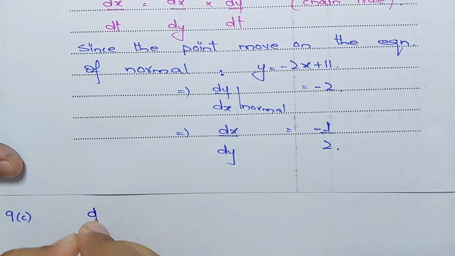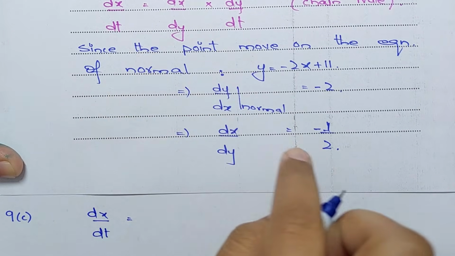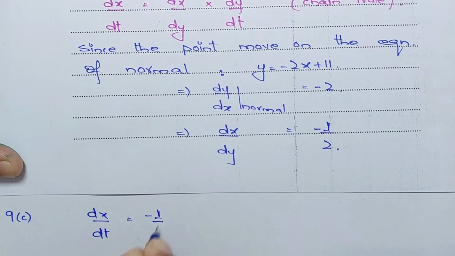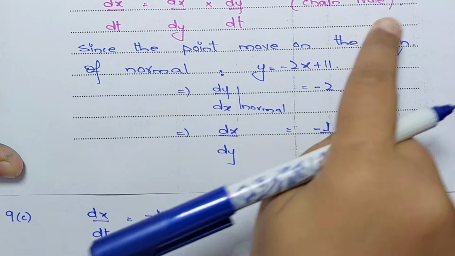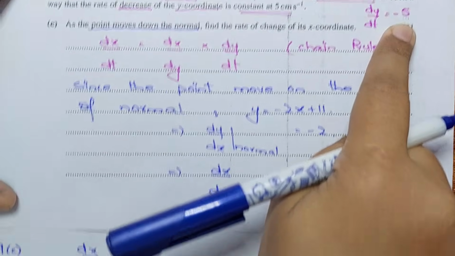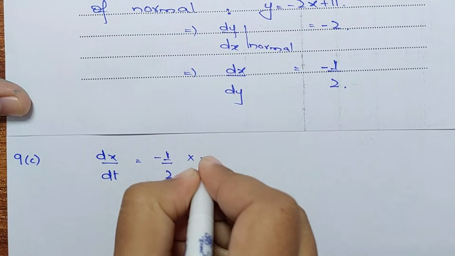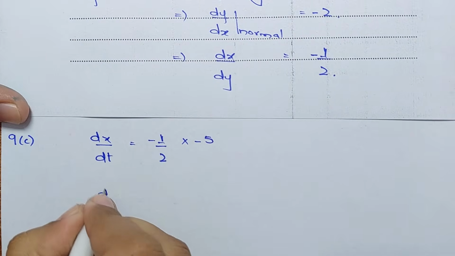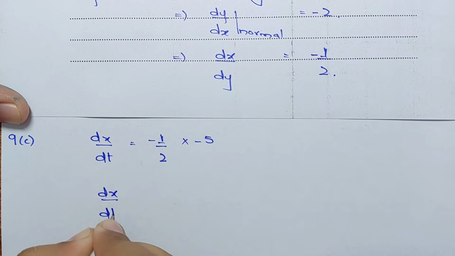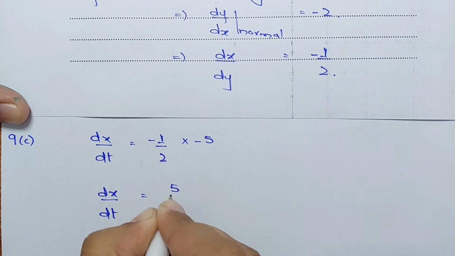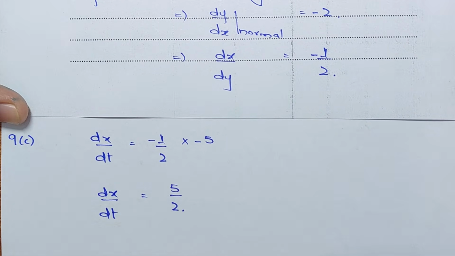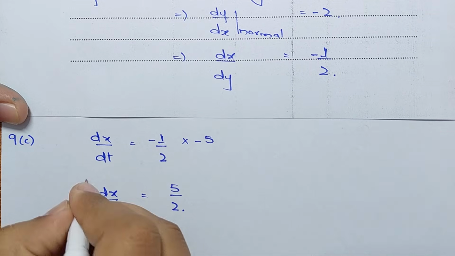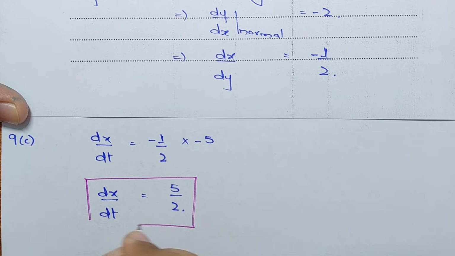So here we have dx over dt. This becomes dx over dy, which is minus 1 by 2, and dy over dt is negative 5, right? Just substitute over here negative 5. Negative times negative is positive, and here we get dx over dt equals 5 over 2. This is the rate of change of x coordinate with respect to time.